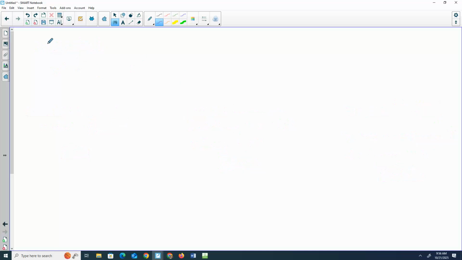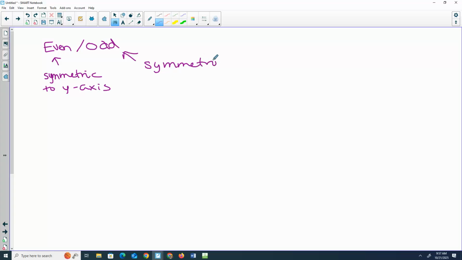Along with that, if it was a function, we said it's really even or odd with the terms that were used. Even is the same thing as symmetric to the y-axis. Odd was the same thing as symmetric to the origin. All right, so if I wanted to check one of those, let's say I gave you f of x equals 2x to the 5th minus x.